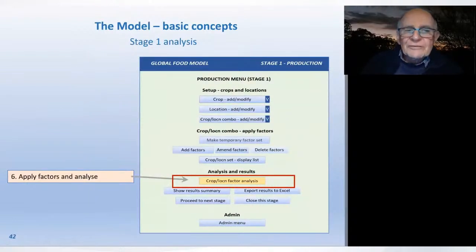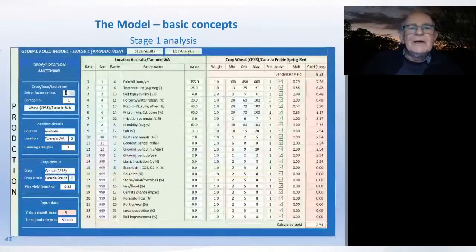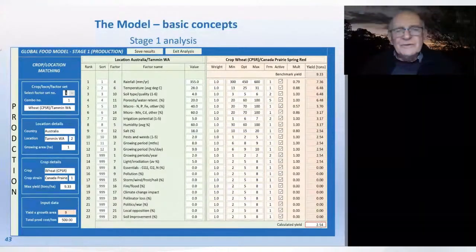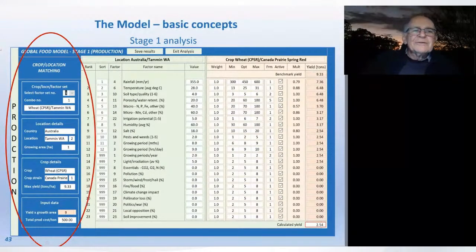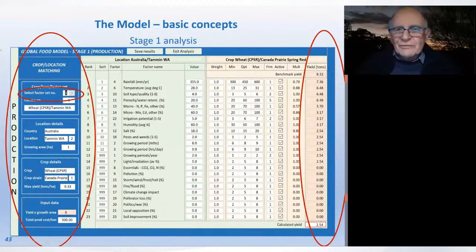Having matched the set of factors to the crop location combination, we take it into the hub of the stage, which is the analysis. The analysis screen looks like this. Now, this is pretty detailed. I'll single out just a few things there. First of all, on the left-hand side, we select a crop location combination for analysis. And up there is a drop-down menu that allows us to call up the particular combination that we're interested in. Over here, we have the final result, and I'll explain how that's arrived at just in a minute.